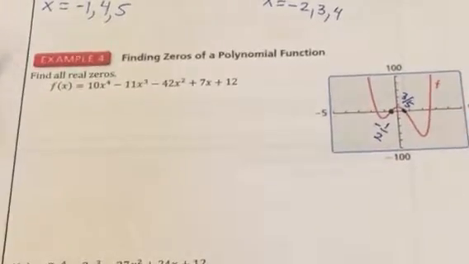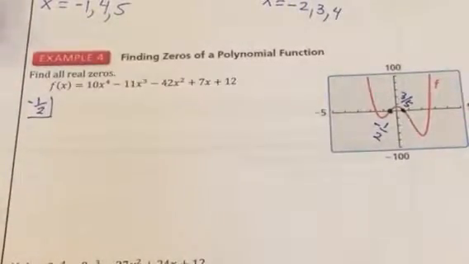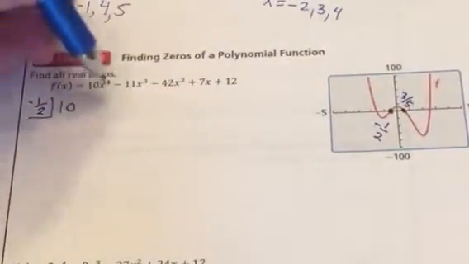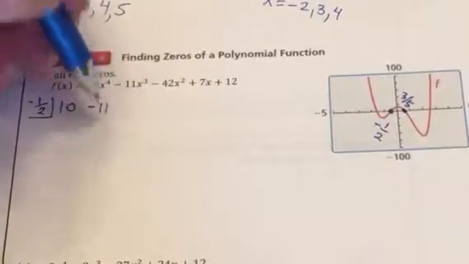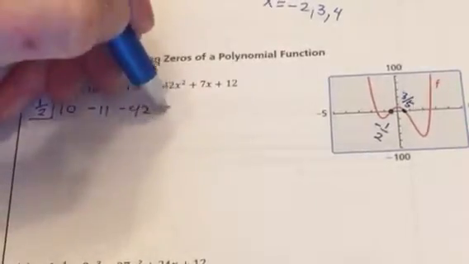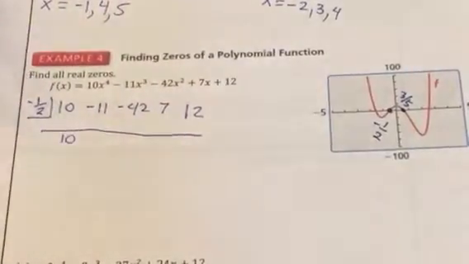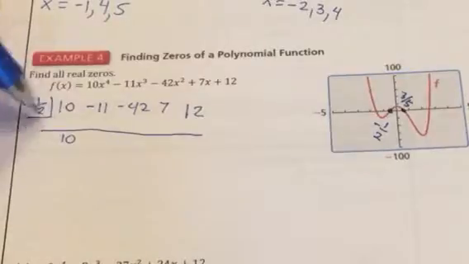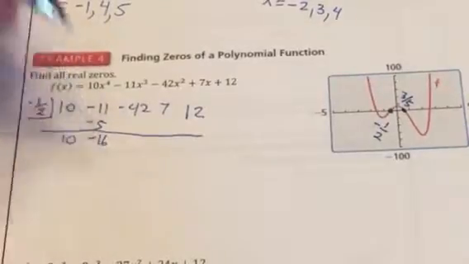So what we're going to do is start with -1/2 in the box, and we're going to divide that out. And this is, again, nicely in order for us, and there were no gaps to where we had to put a 0. So 10, -11, -42, 7, and 12. So start by bringing down 10. And fortunately, this is all going to work out where we're not going to have to use any more fractions in here. So -1/2 times 10, that's -5. And then when you add the column, you get -16.